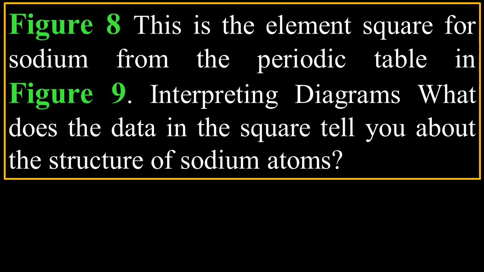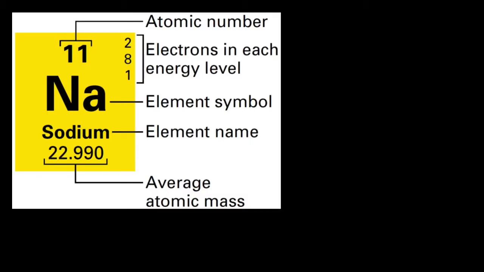Interpreting diagrams. What does the data in the square tell you about the structure of the sodium atom? I had to kind of read this twice. In other words, Figure 8 is an example from Figure 9. Figure 9 is the big kahuna, the big periodic table. So the next slide will be Figure 8, which is an example from Figure 9 and the complete periodic table. Here is Figure 8. Sodium, 11 is the atomic number. It has 3 shells. The last one is 3s1, that's where the 1 comes from.